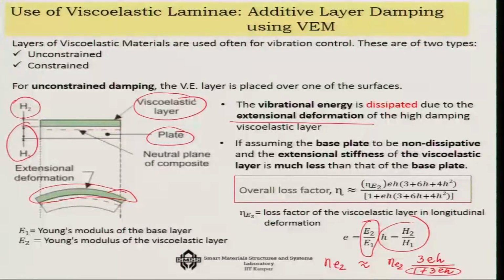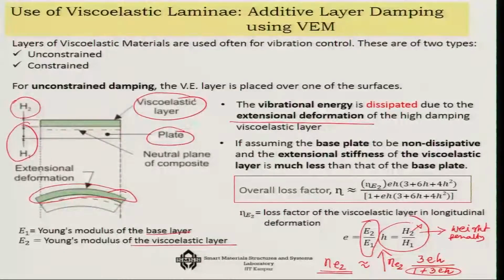So, in order to get a high loss factor in this kind of simple application, either you should have a large eta E2, that is one thing you can do, or the other possibility is to work on the ratios. H2 over H1 you will never try to increase, because then there will be a weight penalty. So, you will not be able to do that, but E2 over E1, where E2 is the viscoelastic layer modulus of elasticity and E1 is the modulus of elasticity of the base layer.